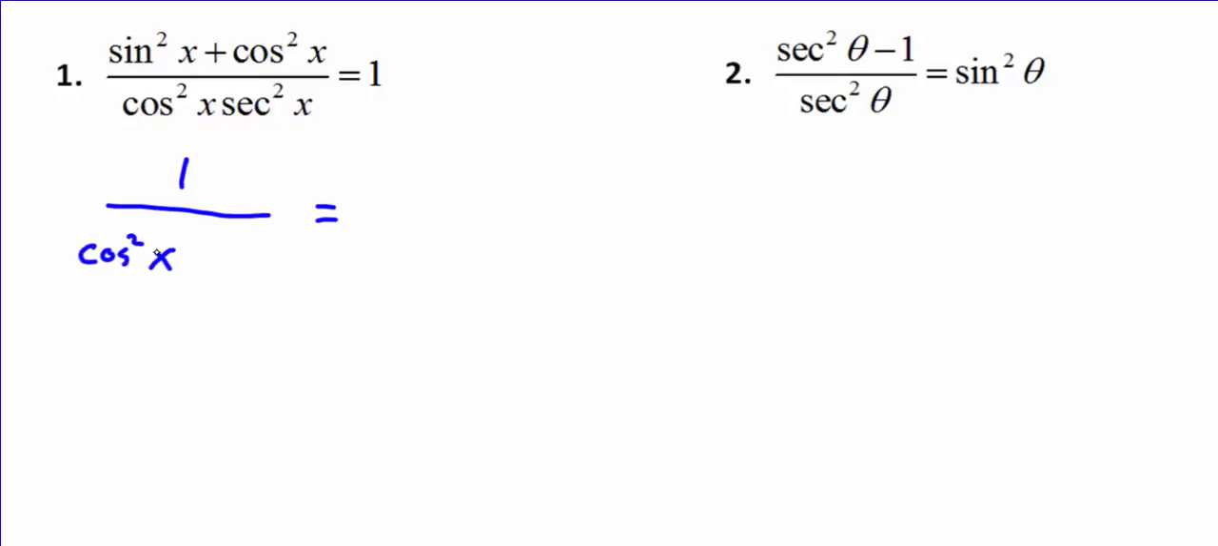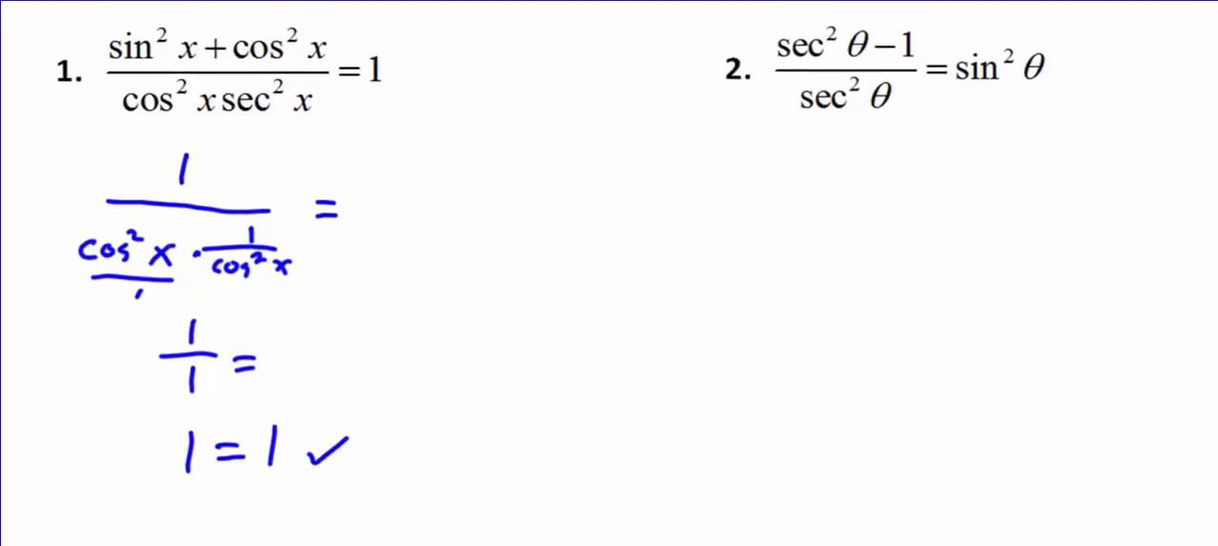Now, in the denominator, I know that a secant is the same as saying 1 over cosine squared x. And we know cosine squared times 1 over cosine squared is just 1, and 1 is equal to 1. Pretty simple stuff. All right, let's try another one.